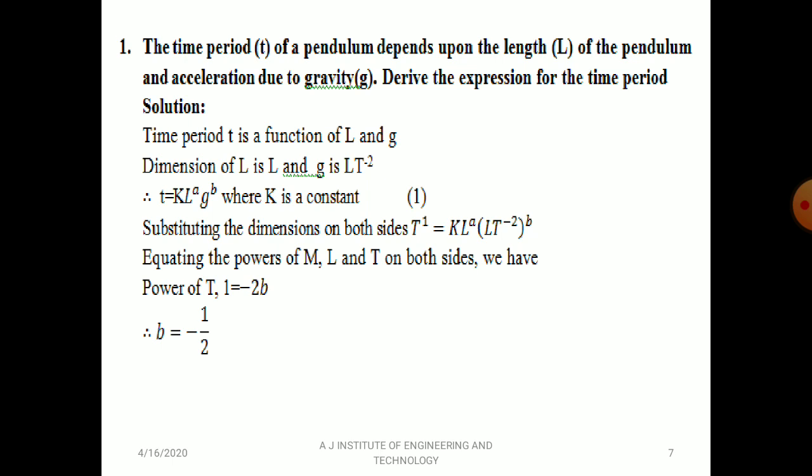Let me start with equating the power of T. So you can see the expression there: T to the power 1 equal to k into L to the power a, L T to the power minus 2, all to the power b. On the left hand side, the power of T is 1. So the left hand side becomes 1, which is equal to, on the right hand side, T to the power minus 2, to the power b. So the power becomes minus 2b. So 1 equal to minus 2b. We can now calculate b by rearranging the expression. Therefore b equal to minus 1 by 2. That is obtained by equating the power of T.